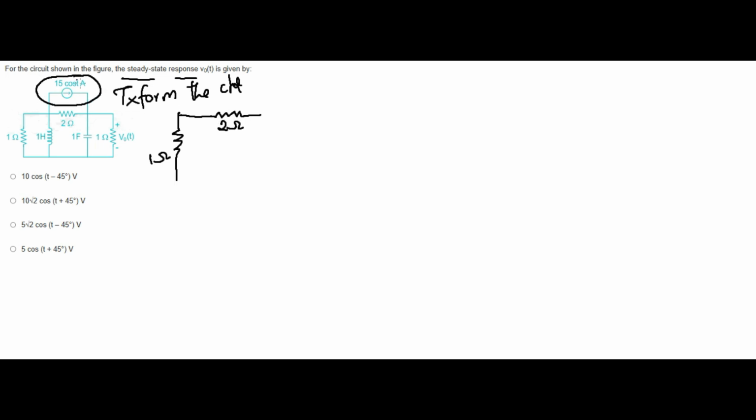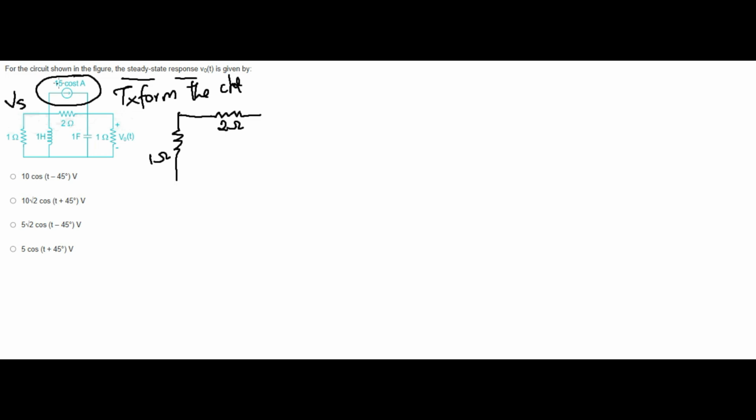For the circuit, the figure shows a steady state response is given. I'm going to transform the circuit into a simple format. I keep the 1 ohm as it is, and I keep this 2 ohm as it is. Now this section I'm going to make as the VS.